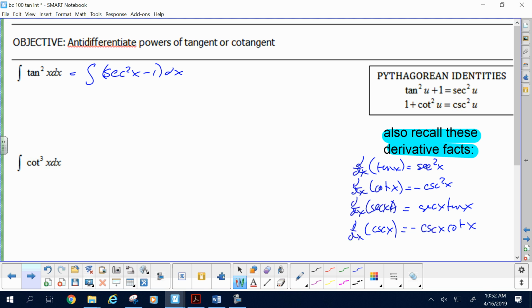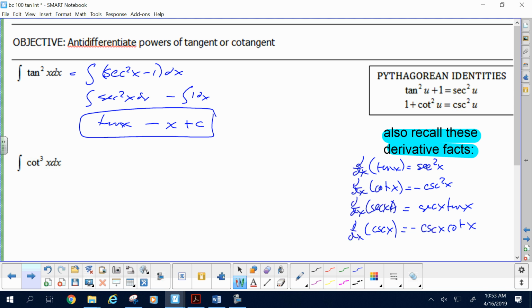Yes, it should. What's the antiderivative of secant squared? Tangent, yeah? That is a known derivative. It's tangent. And what's the antiderivative of negative 1? Negative x plus a c on there, and you're good to go. Tangent minus x plus c. Are we cool? All right.